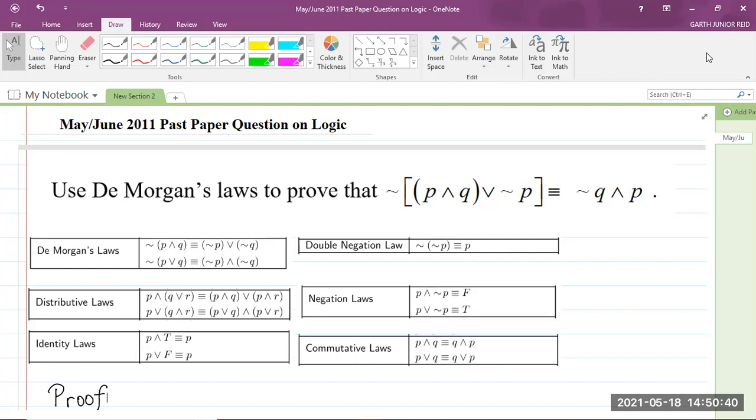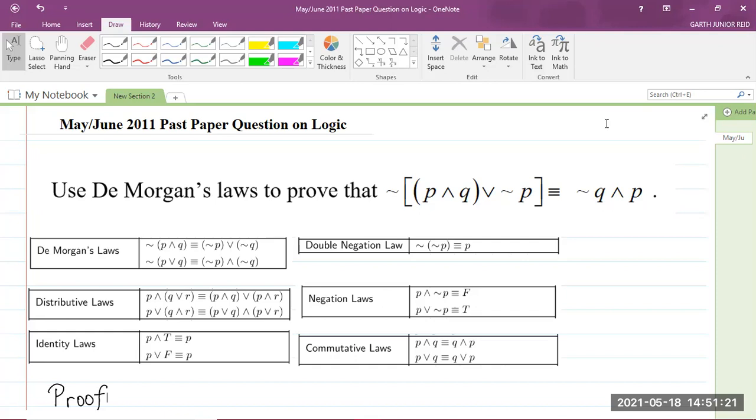I'm Mr. Garthreed here. We're going to be looking at a CAPE Applied Mathematics Unit 2 question from the May-June 2011 past paper. I believe this question is from Paper 3. The question says that we are to use De Morgan's laws to prove that the negation of (P and Q) or the negation of P is logically equivalent to the negation of (Q and P). So yes, we are indeed supposed to use De Morgan's laws.